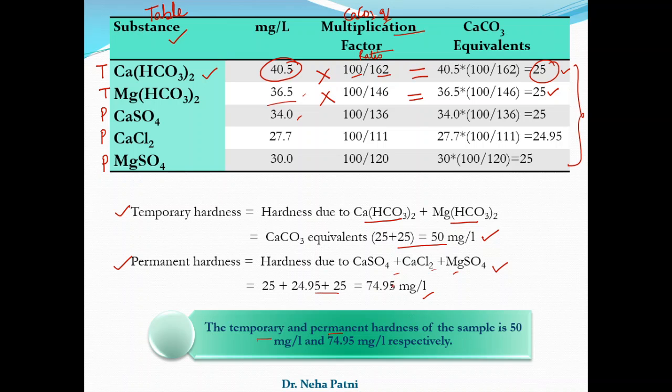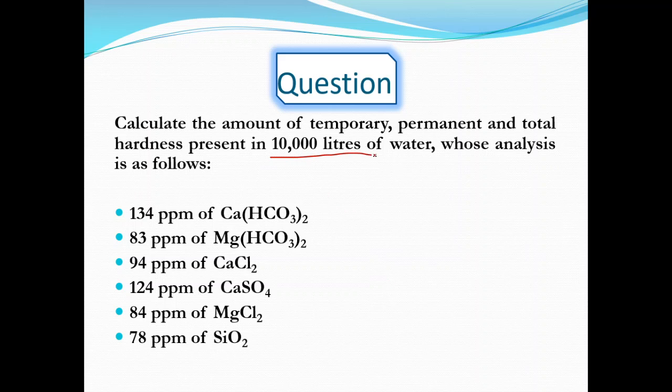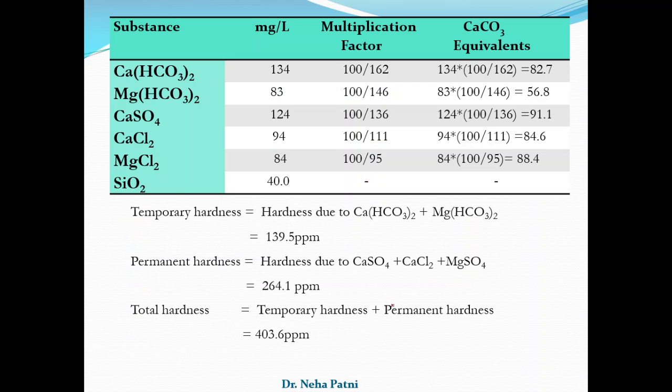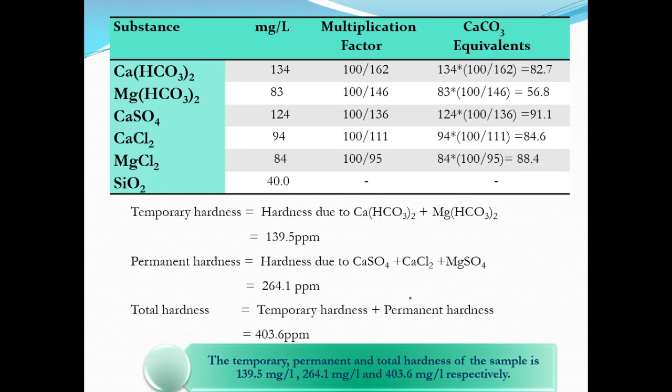Now I would like your attention to be drawn to this particular section of the question. They asked that you have to find out the hardness present in 10,000 liters of water. Now what you have done here is the calculation for only one liter of water. So my question is, are you going to convert it for 10,000 liters of water? Like for 1 liter this much hardness, so for 10,000 liters how much hardness? Are you going to multiply this with 10,000 in order to get the final hardness, or does it not have any impact on the hardness?